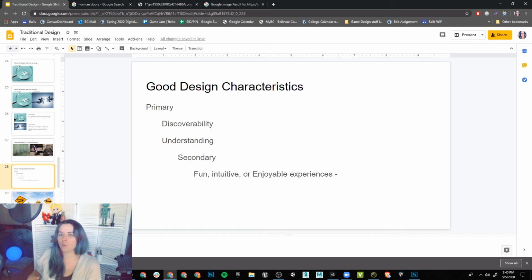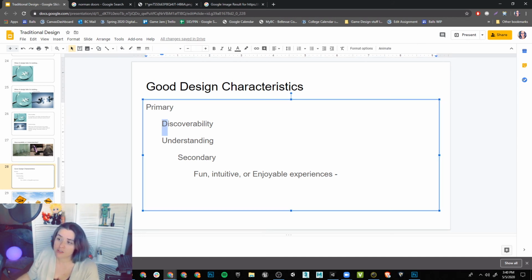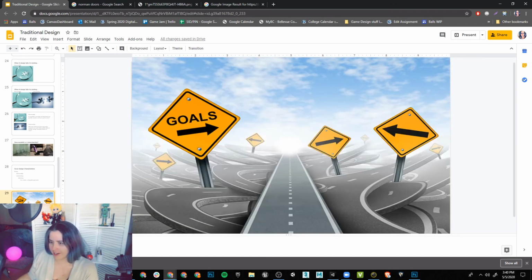So now, with the tasks that will be presented to you in the next homework assignment, you're going to start thinking about discoverability and understanding so that your players know where they're supposed to go and what they're supposed to do. And then you're going to think about fun, intuitive, and enjoyable experiences. Okay. All right. Step 1: know your goals. Without a goal, you can't know where to begin and even how to start your assignment. And don't worry, I've got some parameters for you, and we're going to go over them.